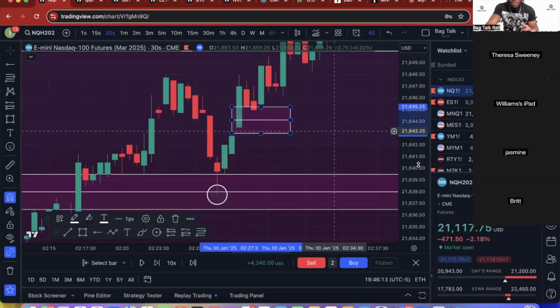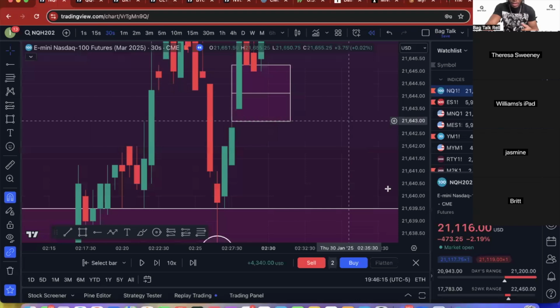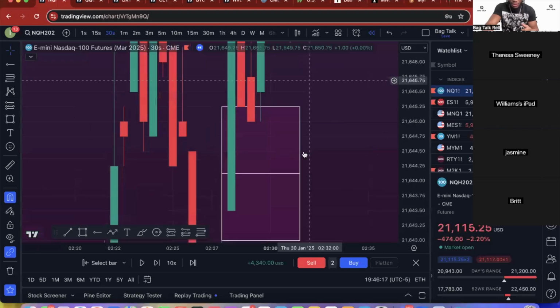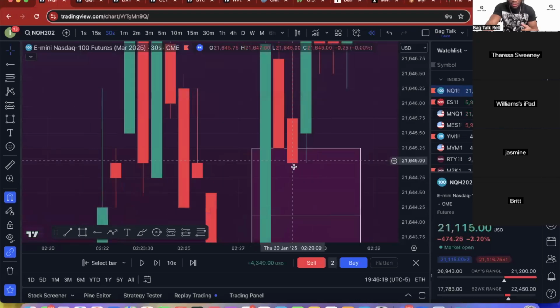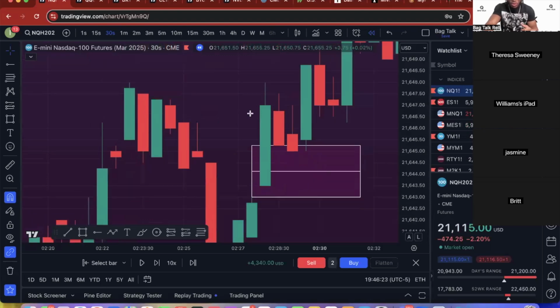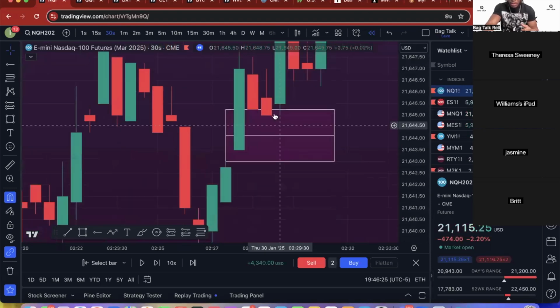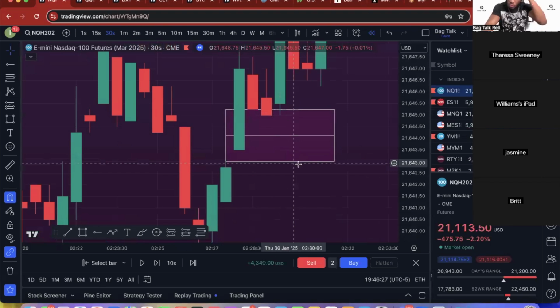And then what do you think price did after making a 30-second fair value gap? Look, this red candle taps into it. This is your entry. And your stop loss is based on price holding this fair value gap. Look how many points you're risking for your reward. This is how you get lit risk rewards.